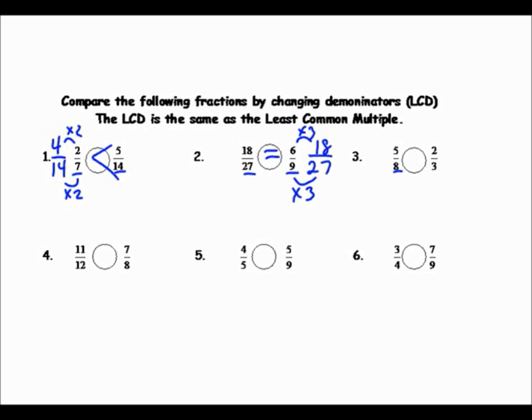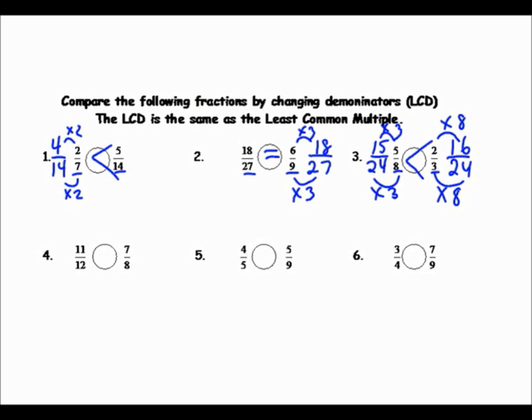Now the next one, you're going to have to change both of the denominators. The least common denominator for these two would be 24. So 8 times 3 would be 24, and 5 times 3 would be 15. 3 times 8 would be 24, and 2 times 8 would be 16. 16/24 is bigger than 15/24.